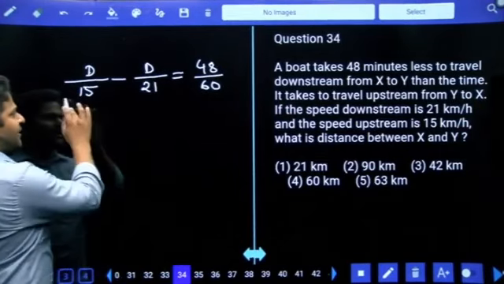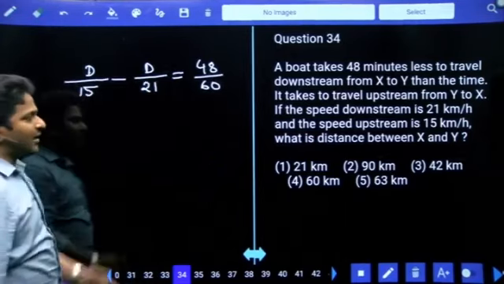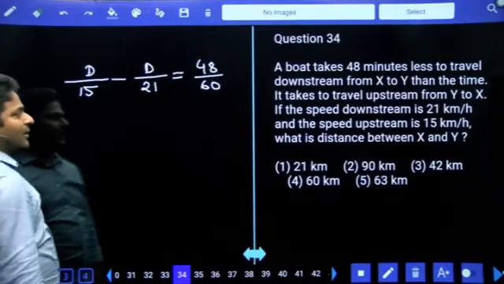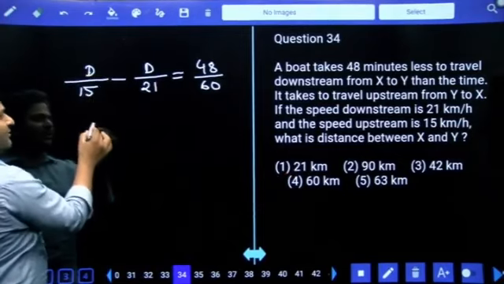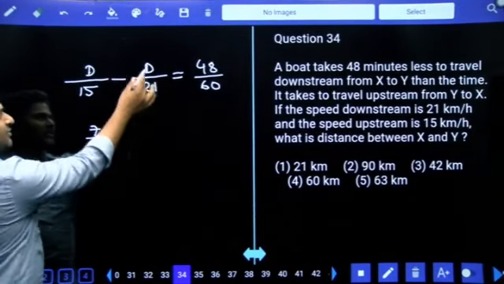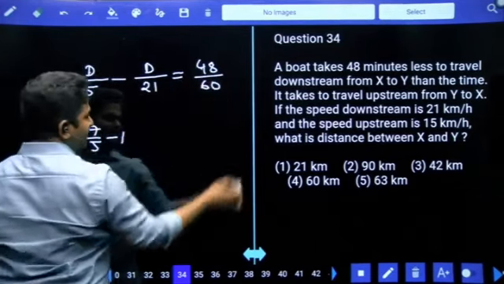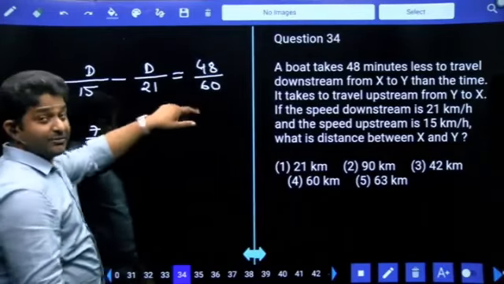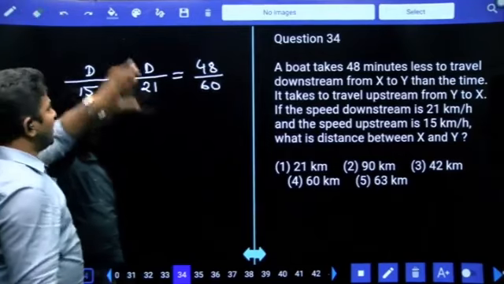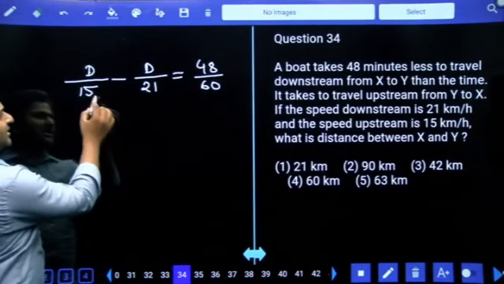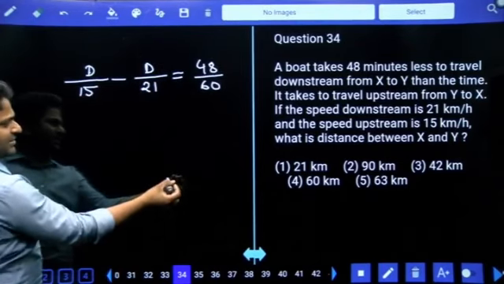Right. Now, instead of solving the equation and getting the answer, preferably you can go for answer verification. If it is 21, 21 means that is equal to 7 by 5 minus 21 by 21, that is 1. Is that equal to 48 by 60? 48 by 60 means 12 times 4, 12 times 5, that is 4 by 5. That cannot be your answer. First option eliminated. Next. If it is 90, you will get 90, that cannot be your answer.